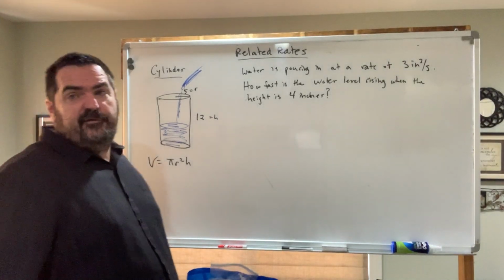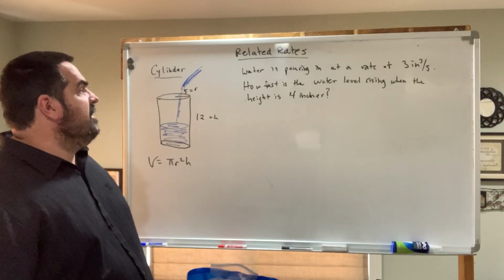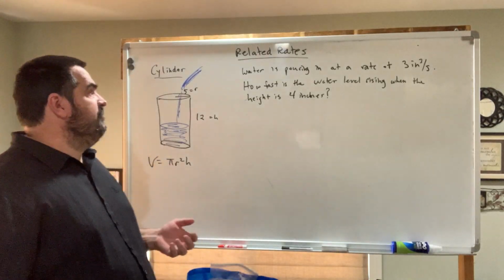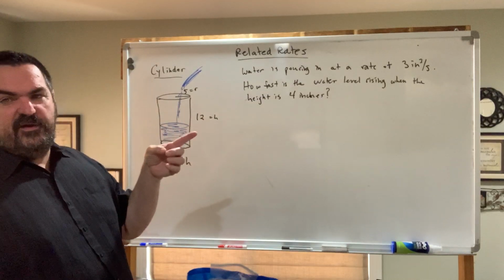All right, the first figure I'm going to show you, a bunch of different videos on different shapes here. So one of our special cases, and it's a pretty easy special case, is called the cylinder. And water's pouring in at a rate of 3 cubic inches per second.